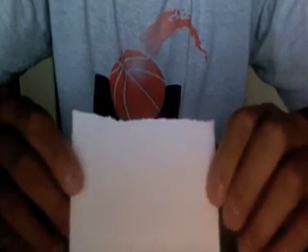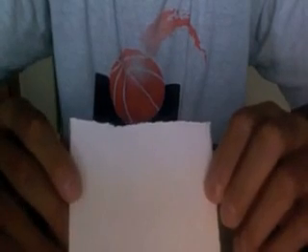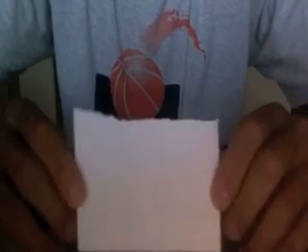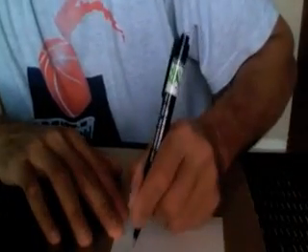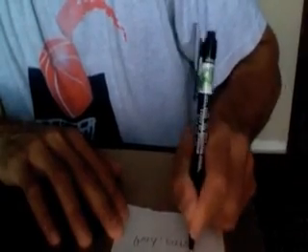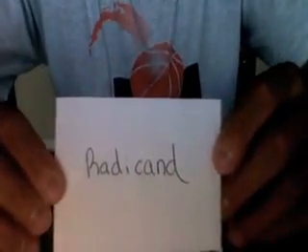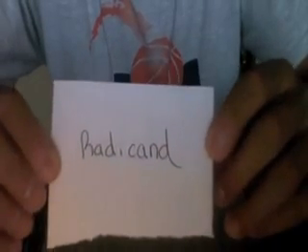Students can take a 3x5 note card. In this case, I just took a sheet of computer paper, ripped it a couple times, and made myself a little individual note card. On the front, they will be required to write a vocab word. In this case, the vocab word would be radicand, R-A-D-I-C-A-N-D, radicand. So students will be able to see this, and this will be their vocab word.